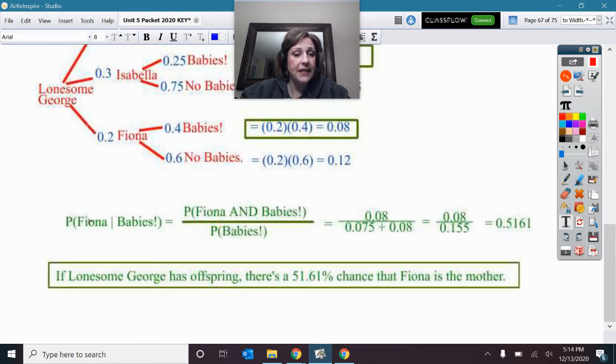What's the probability he mated with Fiona given that there is offspring? So out of all the ways he could have babies, that's the Isabella babies plus the Fiona babies. So that's the total denominator. But then the top part was Fiona. So it's a little over half, a little over 51%, 51.61% chance that if he has offspring, then Fiona is the mother.